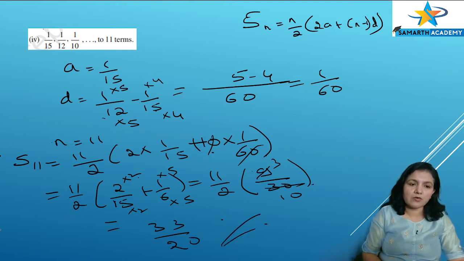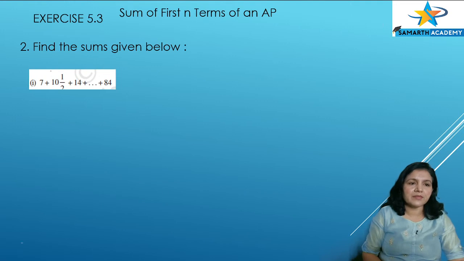This is the sum of the given 11 terms. So we completed the question 1 and we are starting with question 2. Here he is asking to find the sum of the given series. We can see that the nth term is given.